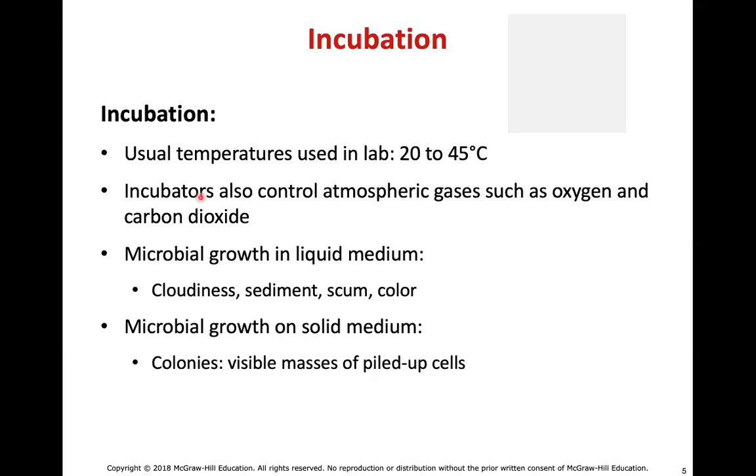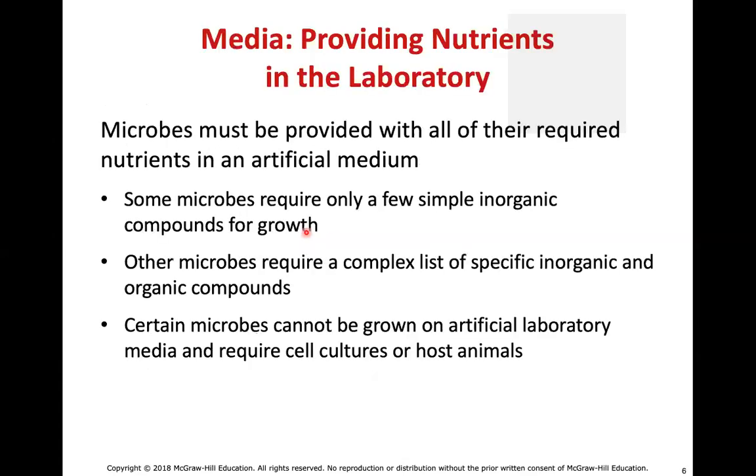A lot of incubators will also be able to control atmospheric gases, such as oxygen and carbon dioxide. And you might need to control that or set certain percentages in which those gases comprise the air that the organism is growing in. Microbes must be provided with all of their required nutrients in an artificial medium. Some microbes only require a few simple inorganic compounds to grow. Others can be very complicated and require complex lists of specific inorganic and organic compounds.